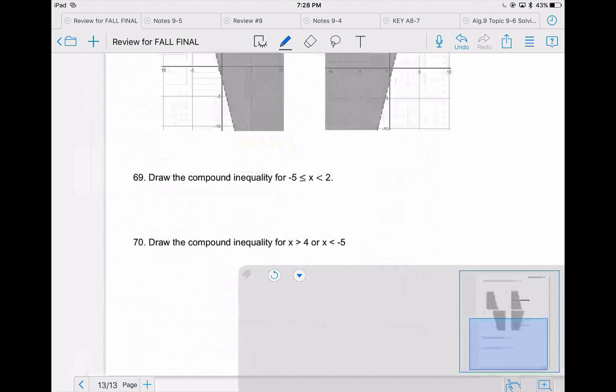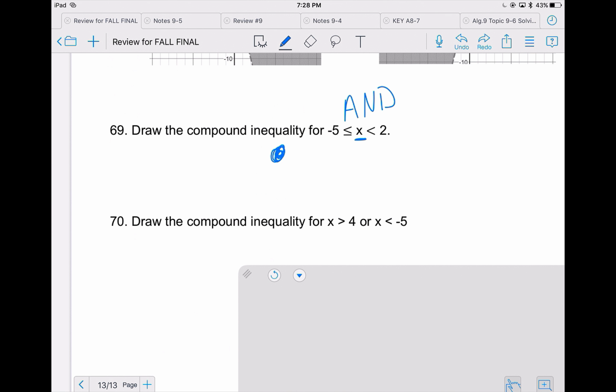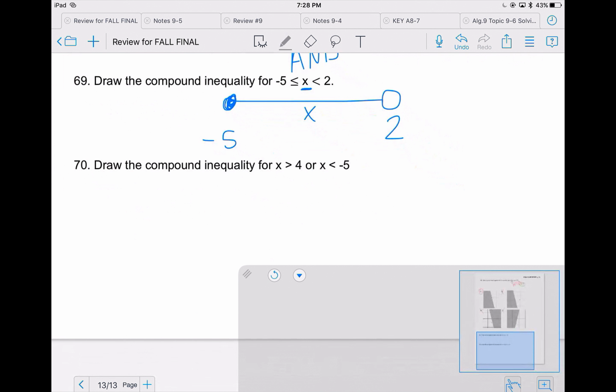69, a compound inequality for -5 is less than or equal to x, which is less than 2. A compound inequality, this is an AND inequality where x is between -5 and 2. So -5 has a filled-in bubble, 2 would have an open circle, and x would be in between there.